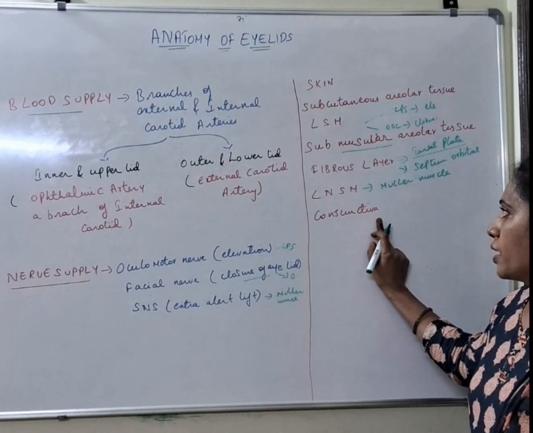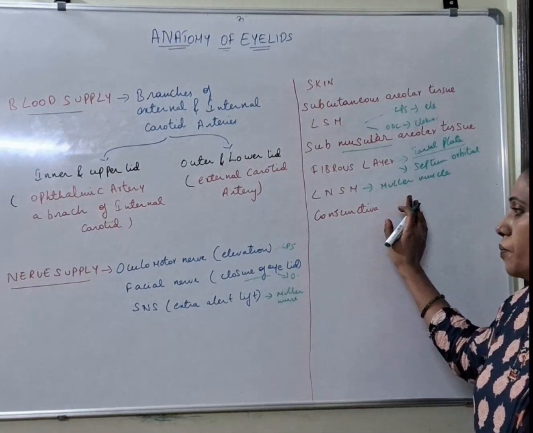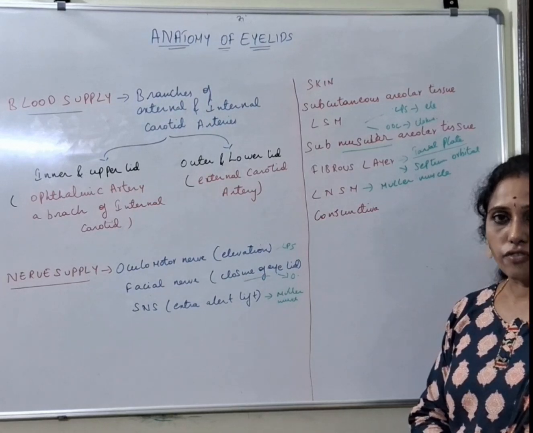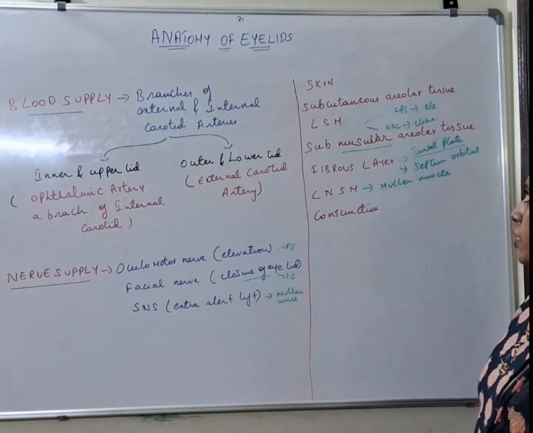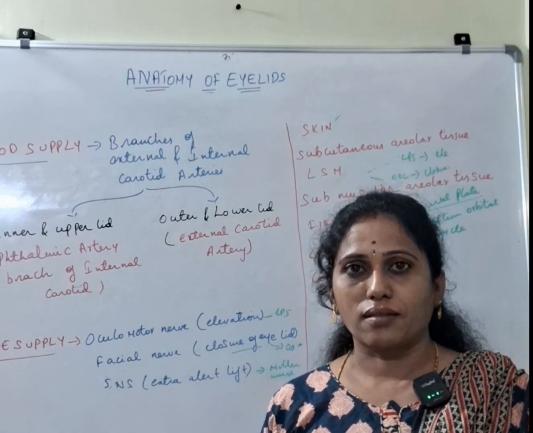And next comes the layer called conjunctiva. This is nothing but the mucous membrane. The conjunctiva which is covering the inner part of the eyelid is nothing but the palpebral conjunctiva. This is all about the eyelid anatomy. I hope I made it simple for you.